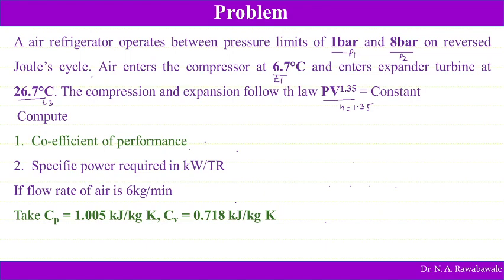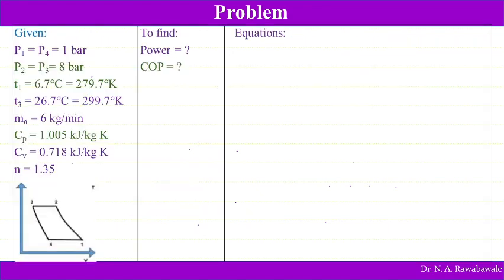Compute the coefficient of performance, specific power required in kilowatt per ton of refrigeration, and the mass flow rate of air, that is given here as 6 kg per minute. In the previous problem it was given in kg per hour. So Cp is given, Cv is given as in the previous problem. Now we will collect this information in a table.